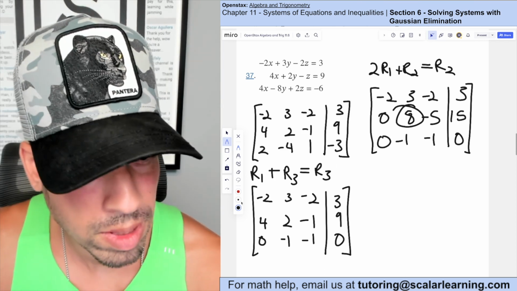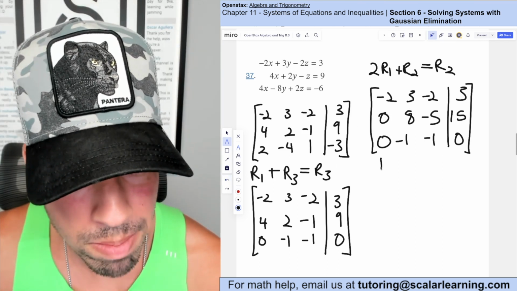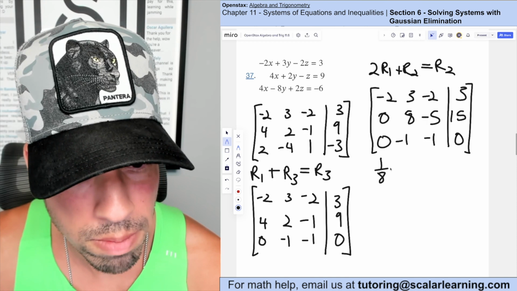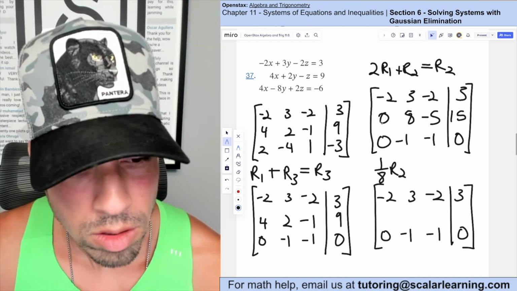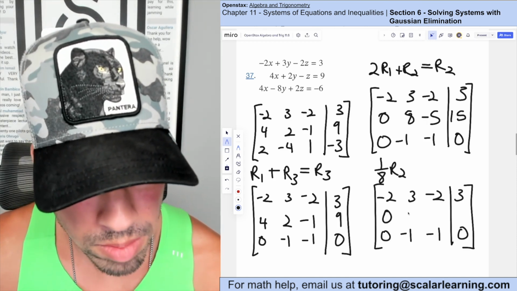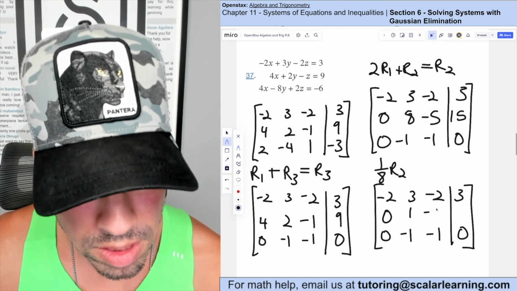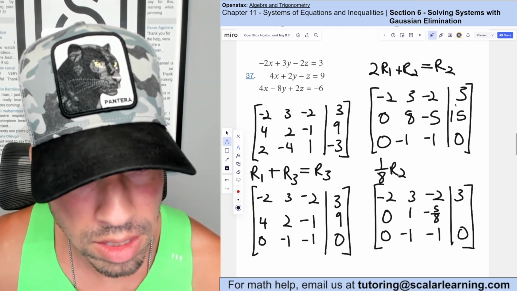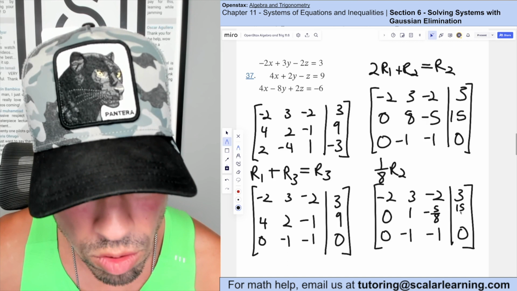Next, let's flip this guy to a 1. I can do that by multiplying row 2 by 1/8. Let's write that out. So we got times 0 is 0, times 8 is 1, times -5 is -5/8, and then times 15 is 15 over 8.